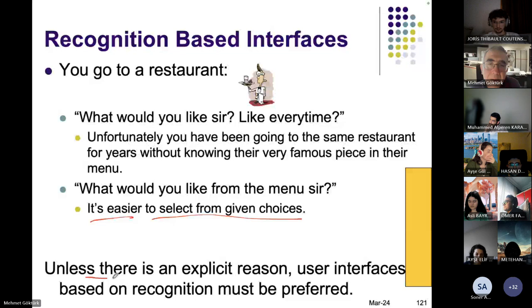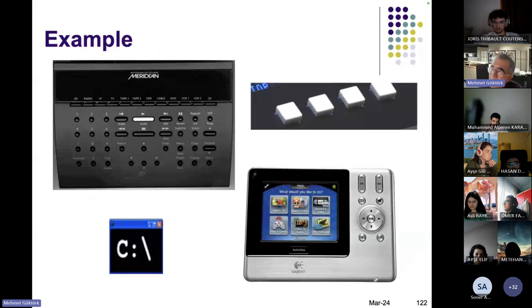Recognition is the way. It doesn't have to be a pulled-down menu. It could be any kind of open menus, buttons, picture menus, these kinds of buttons. This is recall.